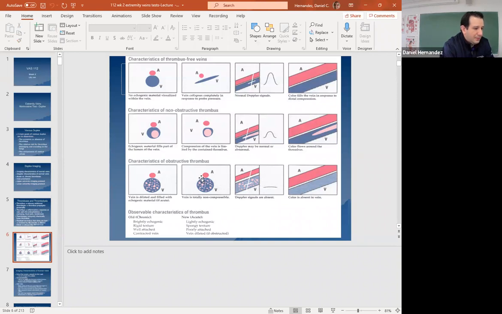Now these are the characteristics for an obstructive thrombus. When those veins become completely occlusive or obstructed, they become quite dilated and enlarged. They're totally non-compressible. There are absent Doppler signals and absent color flow.